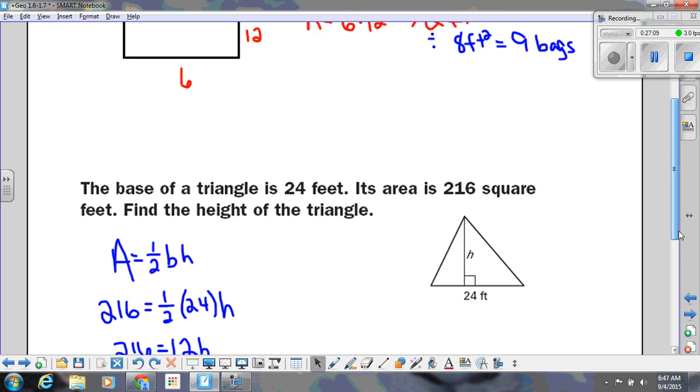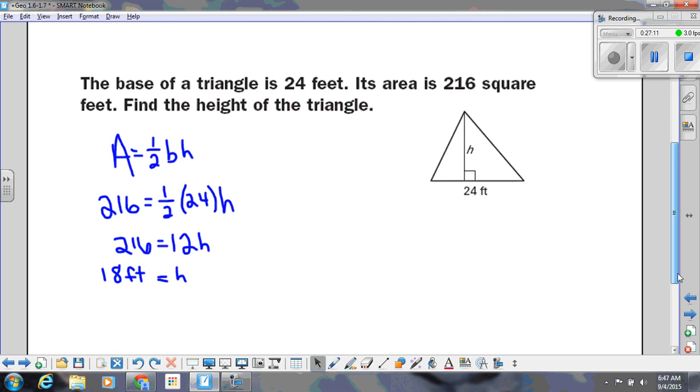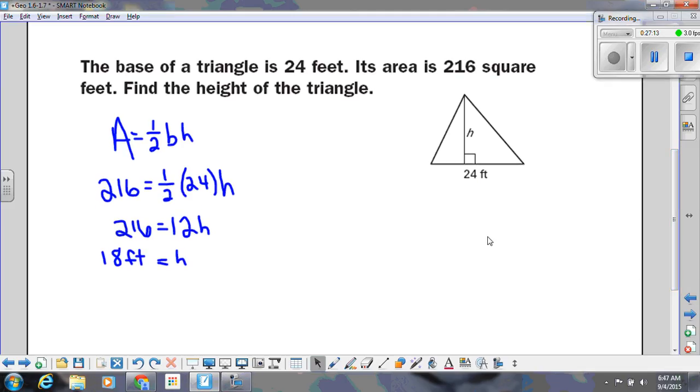And then on this last one, you are given the base of the triangle is 24 and the area is 216. We need to find the height. So I've plugged into our formula and I'm solving for h. Just be careful there. Some of you will divide by 24 first, and then you'll get 9. Remember that 9 is not your final answer. You still have 1/2 h. So don't forget about that 1/2. So you should get a height of 18 feet.